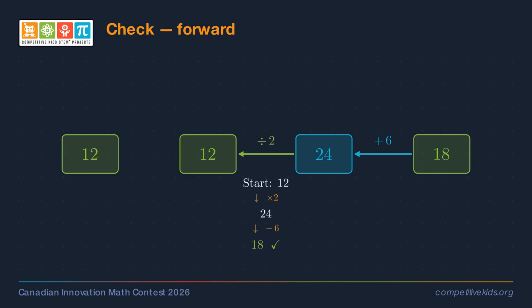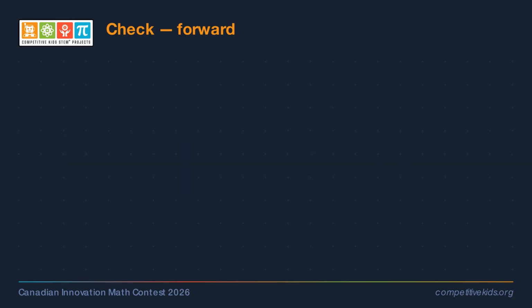Let us check by walking forward. Start with 12. Double it. 12 times 2 is 24. Give away 6. 24 minus 6 is 18. That matches the problem. The numbers check out.